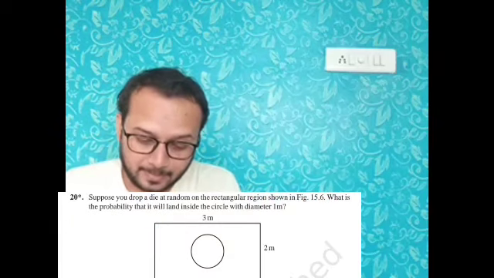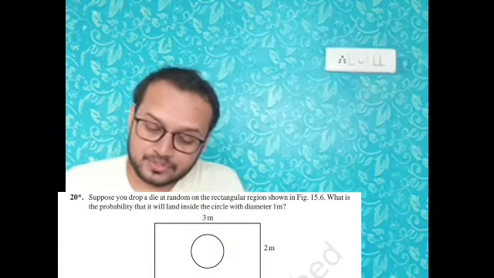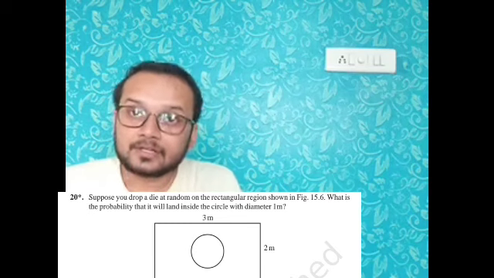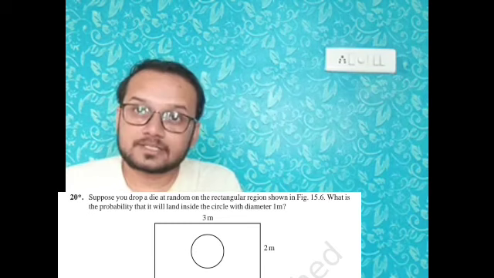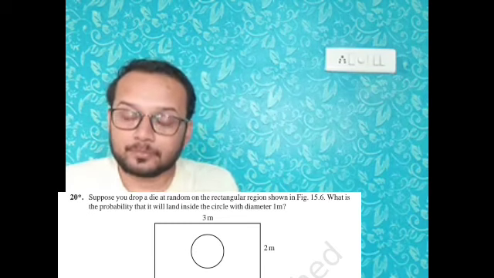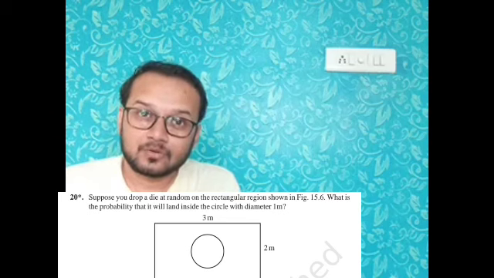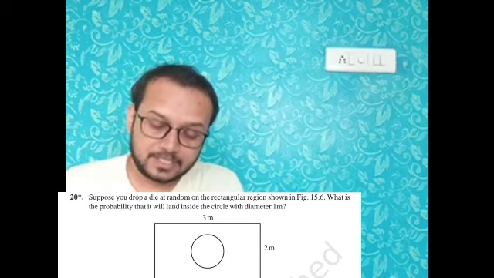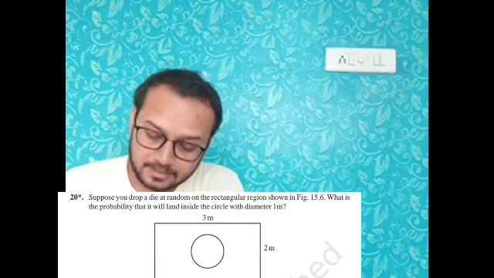Let's move on to the next question. Next question is question number 20. It's a good one. See, the question is, suppose you drop a die at random on the rectangular region as shown in figure 15.6. What is the probability that it will land inside the circle with diameter 1 meter?